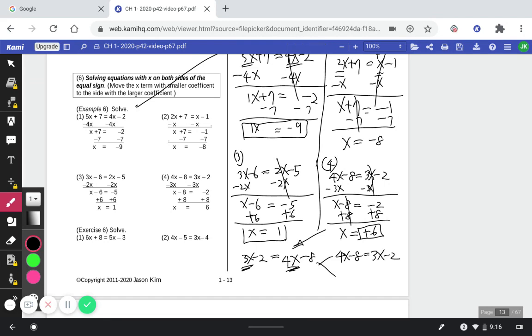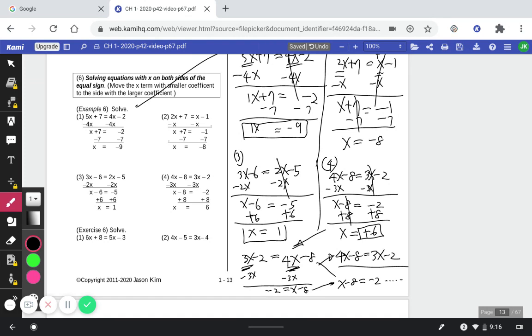Another way of doing it is you just move the smaller x, so minus 3x in both sides. You end up with negative 2 equals x minus 8. And then you switch it, because the expression of x has to be on the left side, not the right side. So you switch the whole thing, x minus 8 becomes negative 2, and then continue. So either way is fine.